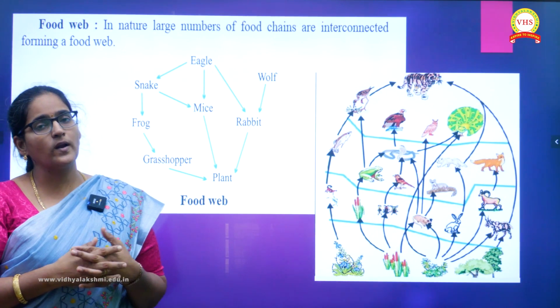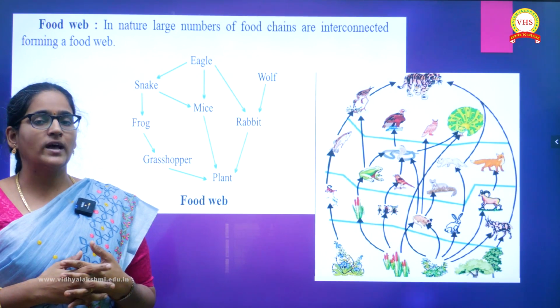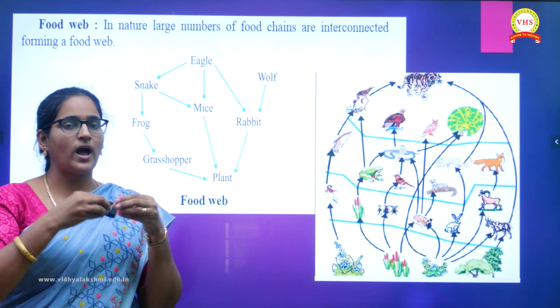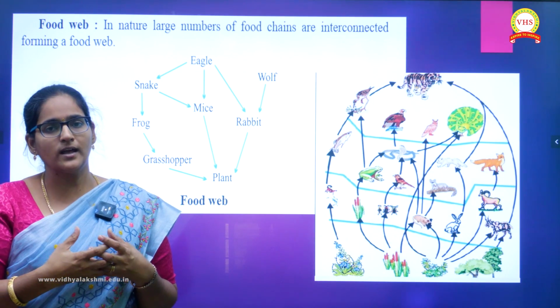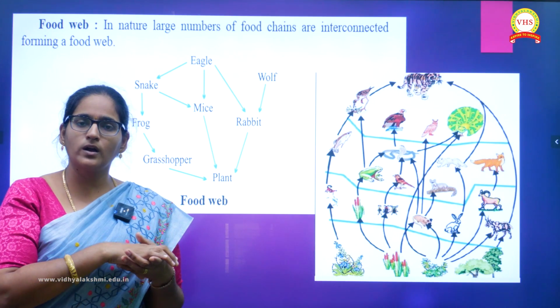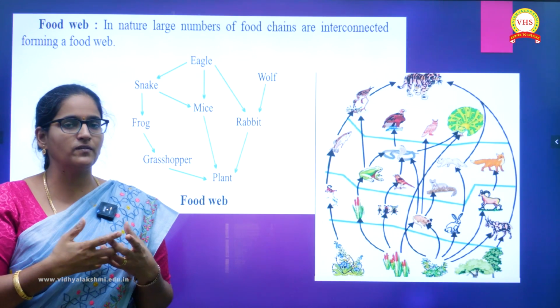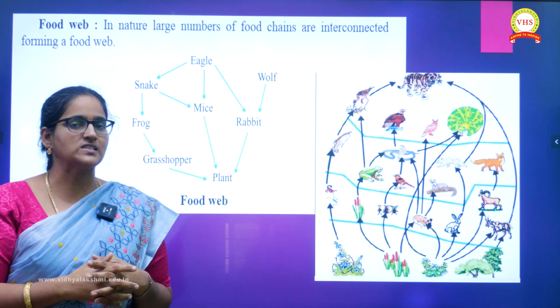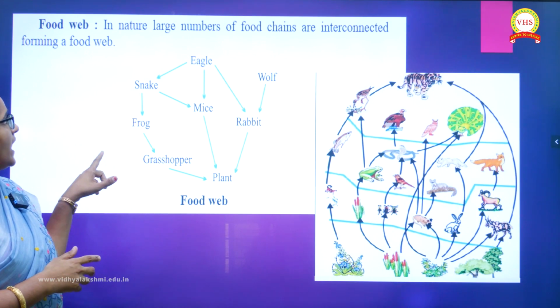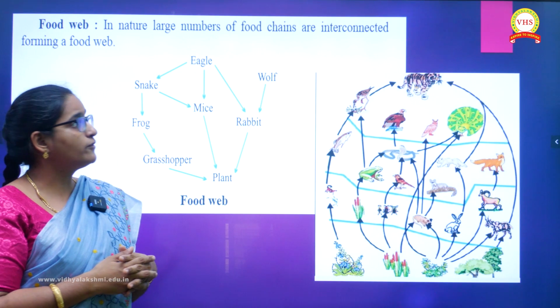So here children, already we have studied about the food chain. As we all know, food chain is a sequence of organisms in which one organism consumes another organism, so that the next level organism becomes the food for the previous trophic level. All those concepts we have discussed in our previous session. And here we have the continuity of that, called the food web.